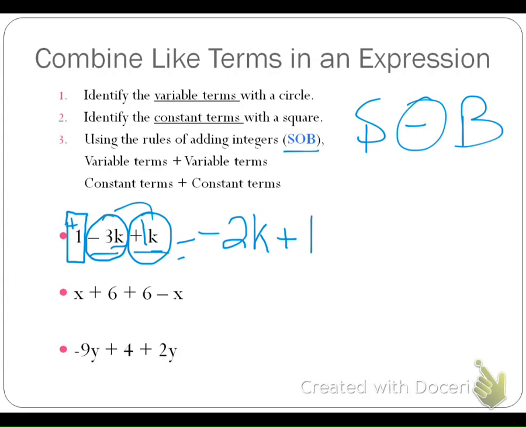Look at your second example. Go ahead and circle your variable terms, and then put squares around your constants. If you need some time, push pause while you do this, and then push play when you're ready to check.